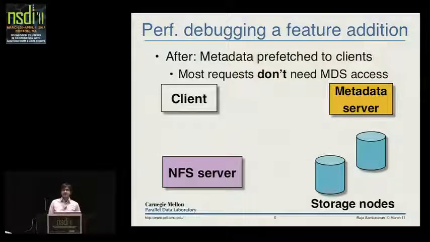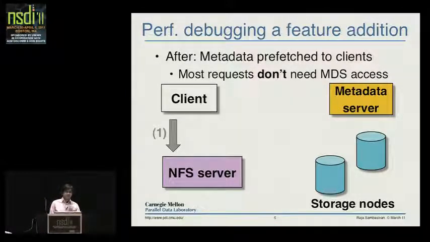The feature we added was to have the metadata server prefetch extra metadata to clients on every request. So in cases where the NFS server missed in its metadata cache and had to access the metadata server, the metadata server returned additional related metadata in hopes of squashing future accesses, increasing the cache hit rate, reducing the number of network round trips, and hence increasing performance. So this is great, right?